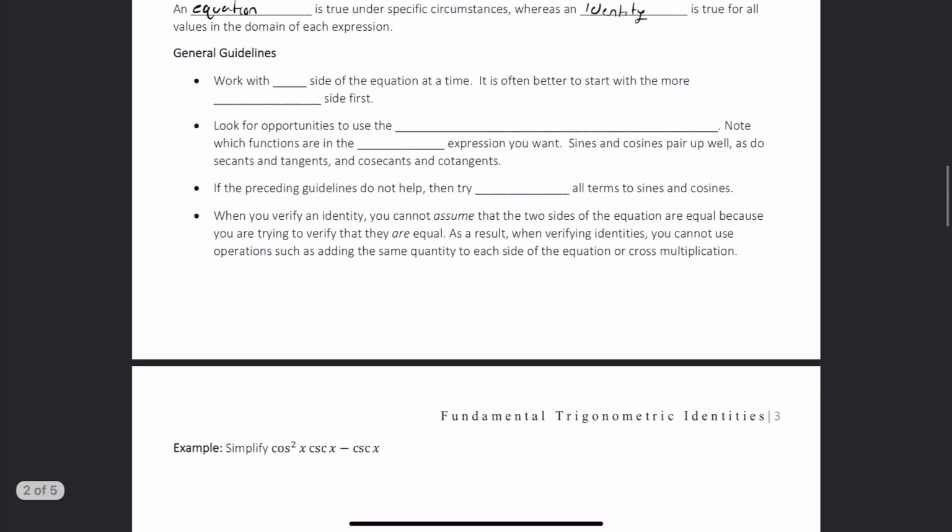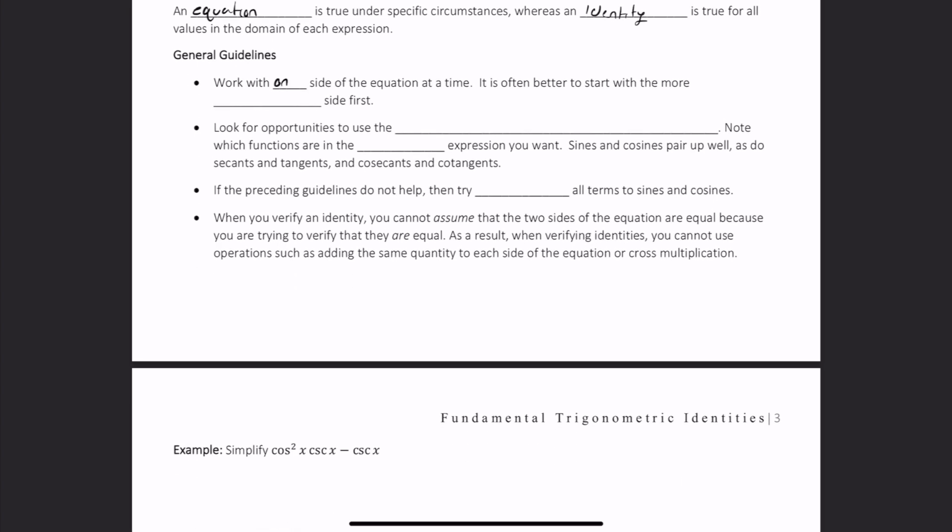General guidelines. These are some things you would want to know. You want to work with one side of the equation at a time. It's often better to start with the more complicated side first. We'll see this in practice. Look for opportunities to use fundamental identities. Note which functions are in the other side. Sines and cosines pair up well, as do secants and tangents, and cosecants and cotangents. We'll see this in practice also.